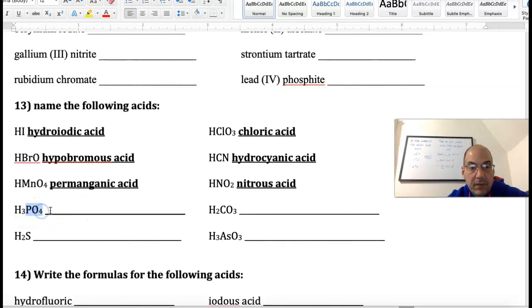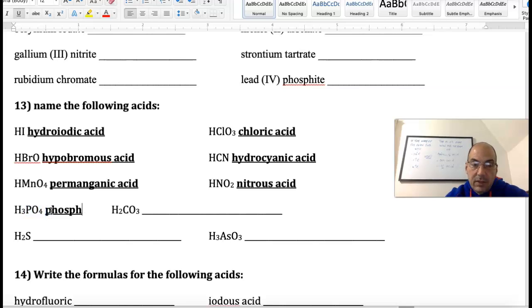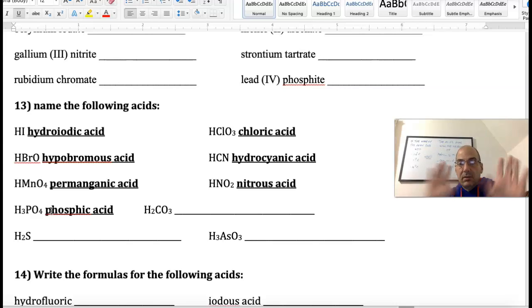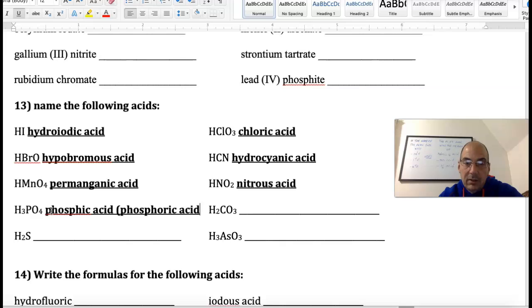PO4 is called phosphate. -ate becomes -ic, so this is called phosphoric acid. However, just warning you, it's perfectly fine. You tell me phosphoric acid, we're good to go. However, a lot of people with sulfur-based compounds and phosphorus-based compounds, for some reason, like that sound in the middle. So this is often called phosphoric acid. If you hear me say phosphoric acid, it's the same thing. It's just what's commonly done.